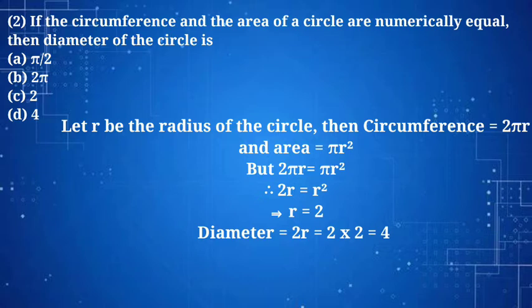So what is the diameter of the circle? Diameter means double of radius, that is 2r. That is 2 into 2, that's equal to 4. So the correct option is D.